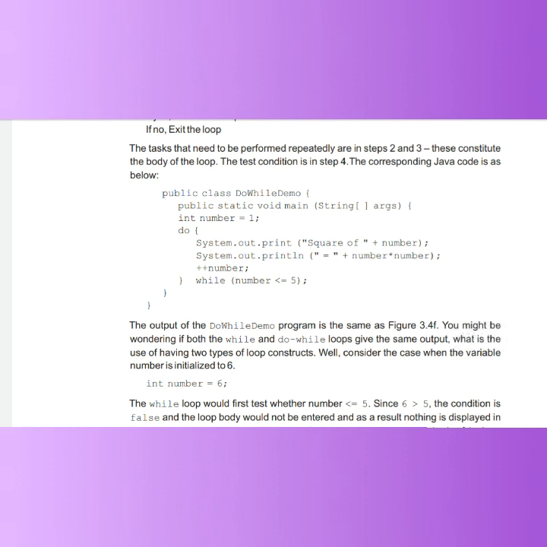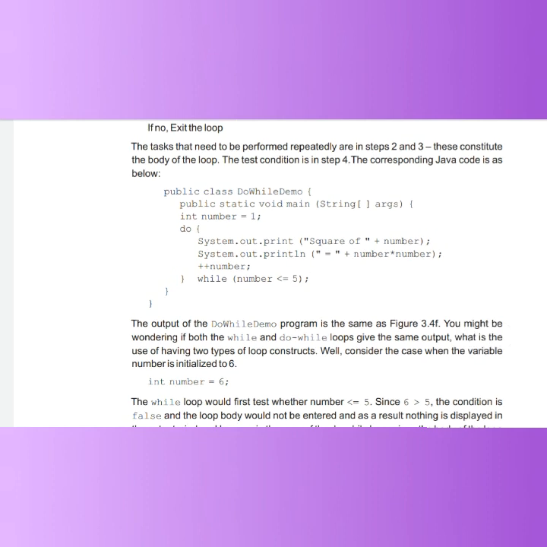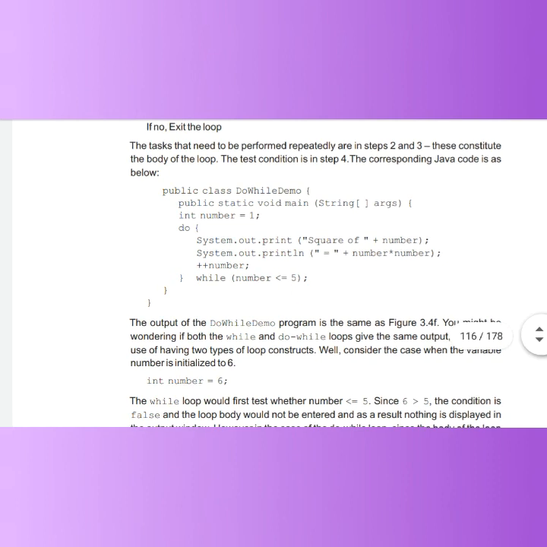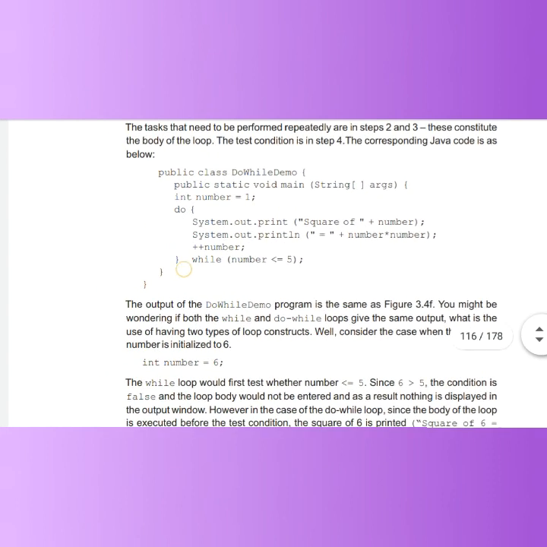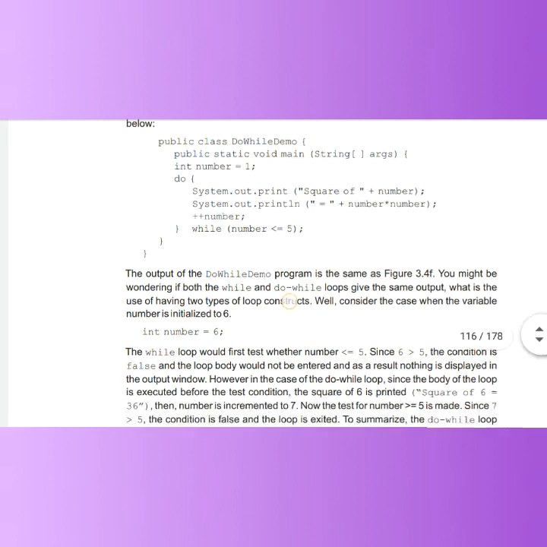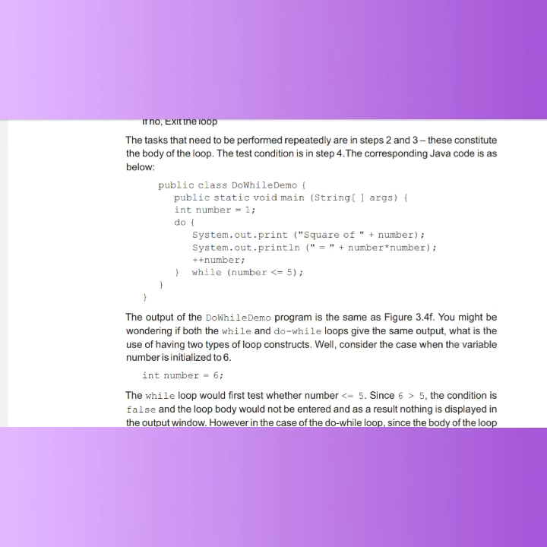So now the number has become 2. Now we check this while condition: 2 is less than or equal to 5, so 2 is less than 5. So again the control comes to this do statement, and it prints square of 2 is equal to 4. The same process keeps repeating, and when this condition becomes false, when we reach 6, is 6 less than or equal to 5? No, 6 is not less than or equal to 5. So in that case the control will exit the loop.